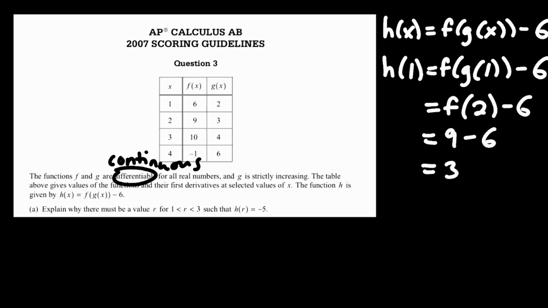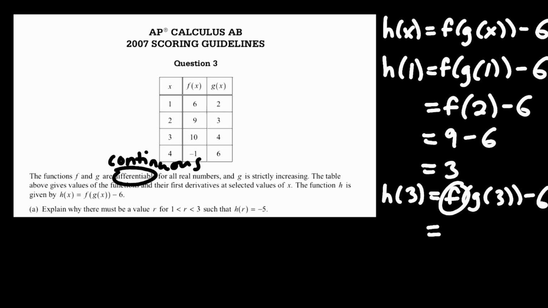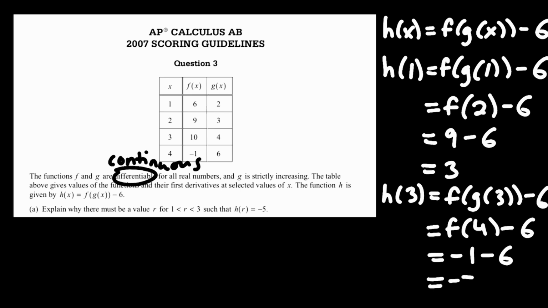Next, we need to find the upper boundary of this inequality, which is h of 3. Once again, we're just going to directly plug this into the equation and get f of g of 3 minus 6. Now we're going to ignore this f for now and just figure out what g of 3 equals. Using the table, we see that at x equals 3, g of x equals 4, so we get f of 4 minus 6. Using the table, f of 4 equals -1, leaving us with -1 minus 6, or -7.